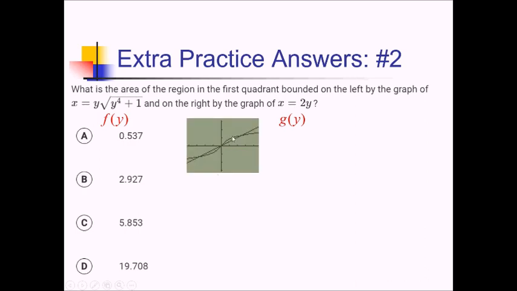So if I want to find the area, and they said the area in the first quadrant, so that's just this area right here. Since I'm defining these as functions of y, I need to go from bottom to top with my integral and do right minus left function. So from bottom to top, I have at the bottom the y value 0, and at the top, I don't really know what this y value is, but I need to find it.